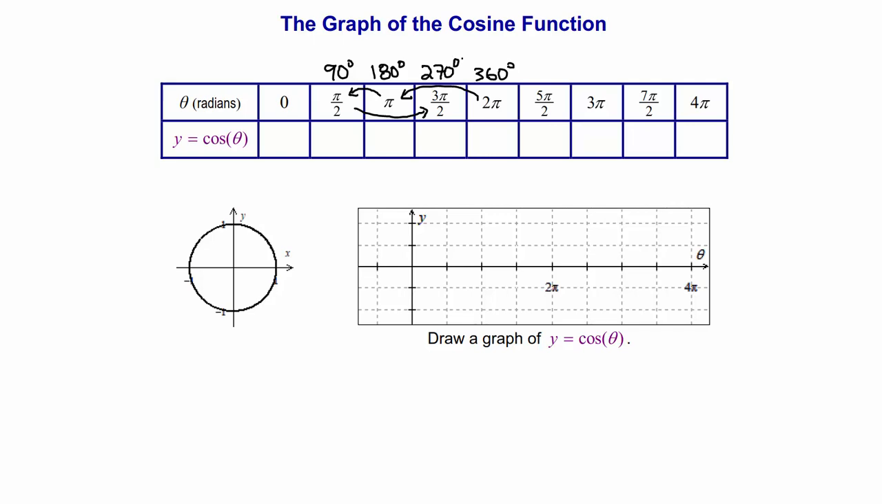In our table, we have values that increase by 90 degrees, or pi over 2 radians, so what we're doing is hopping around the circle in quarter revolutions.